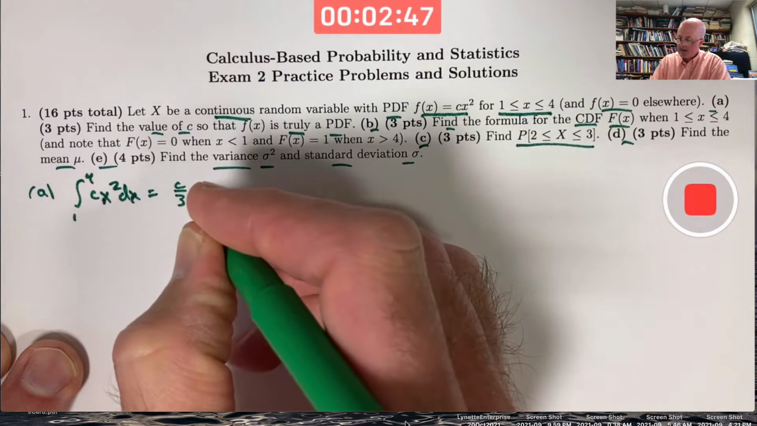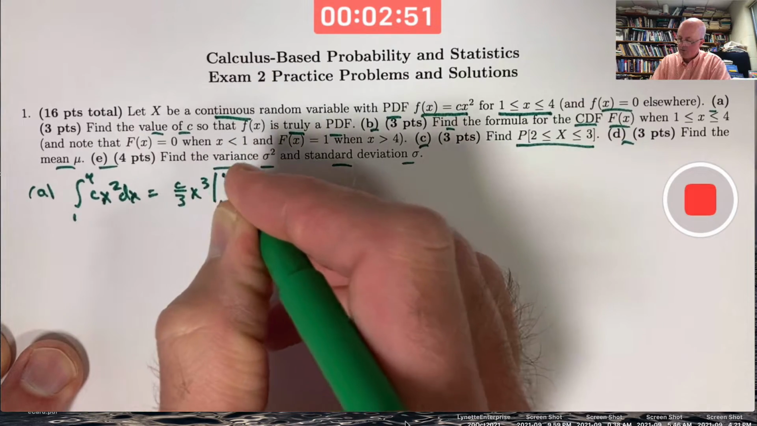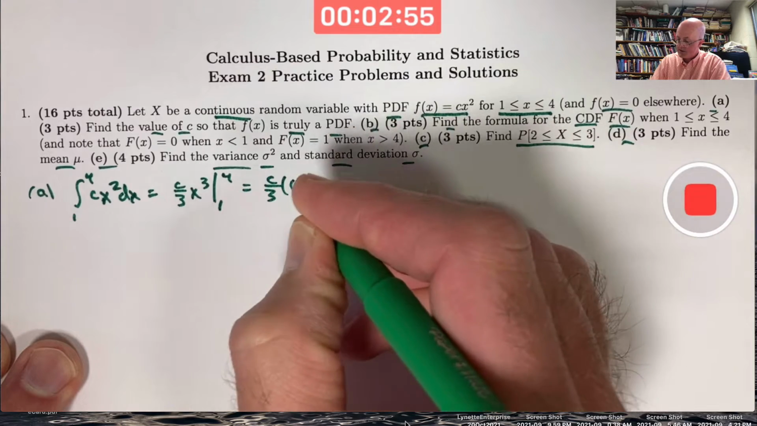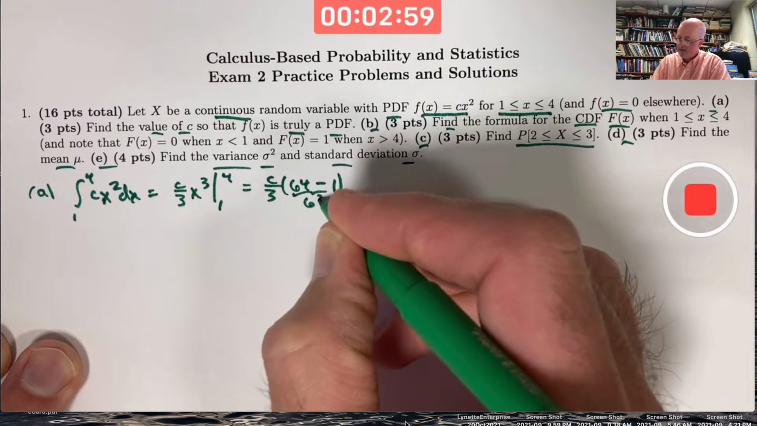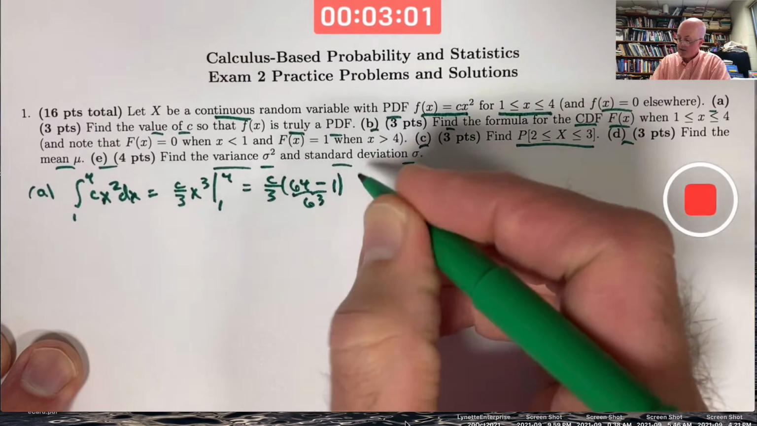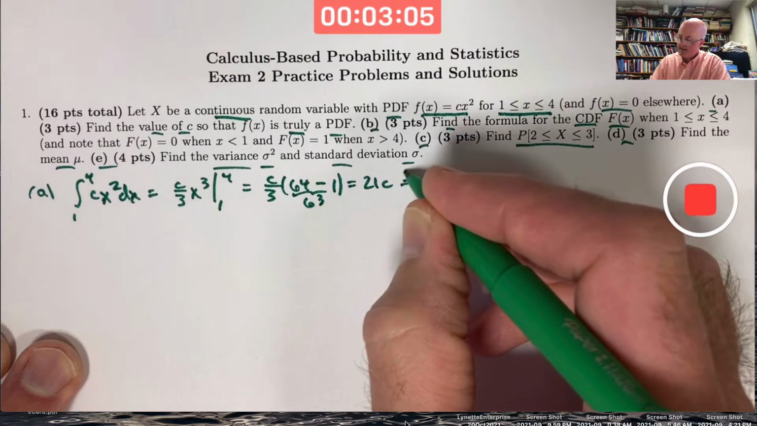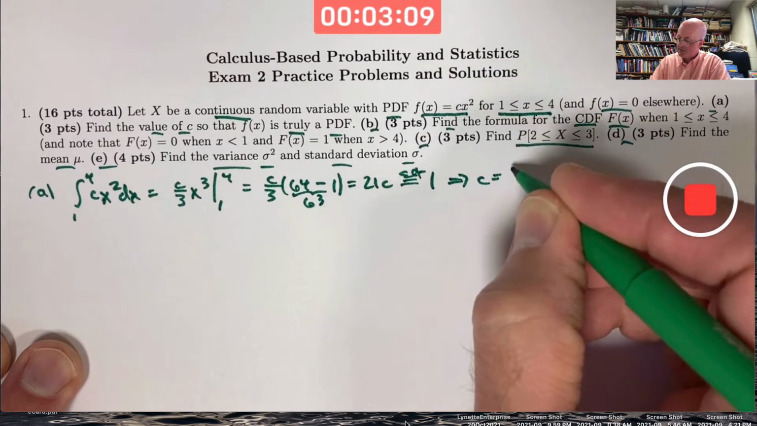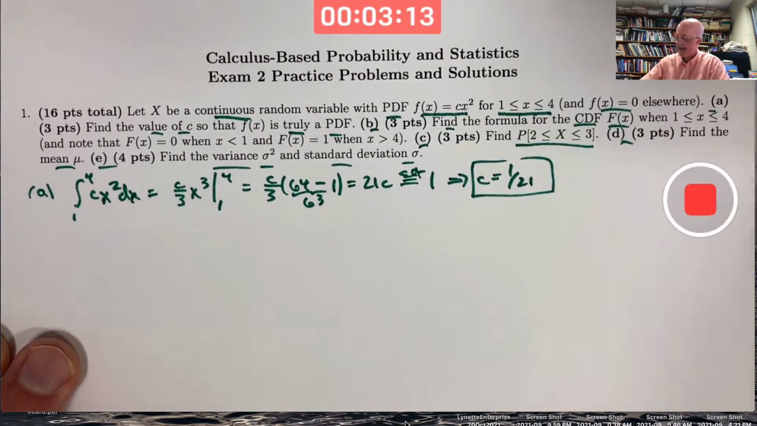We integrate cx squared. We're going to get c over 3 times x to the third power evaluated from 1 to 4. That'll be c over 3 times 4 to the third, which is 64, minus 1 to the third, which is 1. This is a 63. 63 divided by 3 is 21. So this simplifies to 21c. We can set this equal to 1 and solve for c, and that means c is 1 over 21. Okay, so there's the answer to part A.